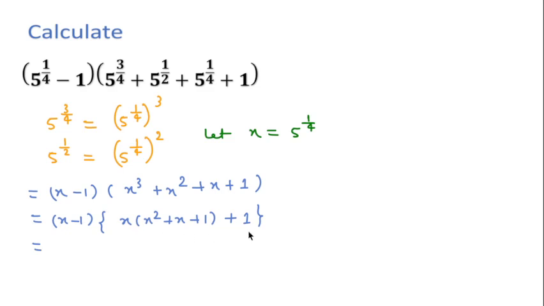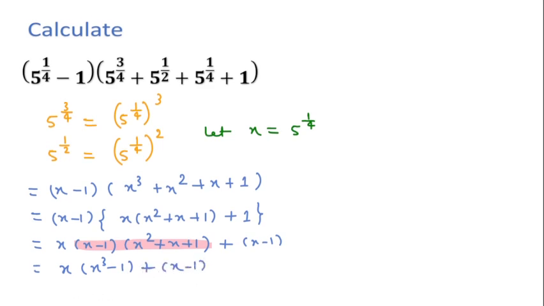As we can see here, if we multiply this term with this term, then we can write x minus 1 and x square plus x plus 1, and this x minus 1 multiplied by this, we can write x minus 1 here. Now if you observe, this is actually the formula a cube minus b cube, so we can write x cube minus 1, and plus x minus 1.